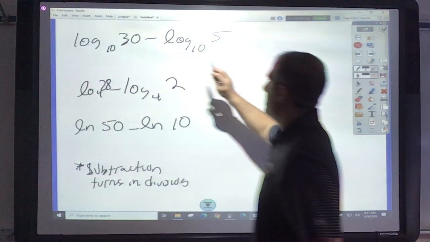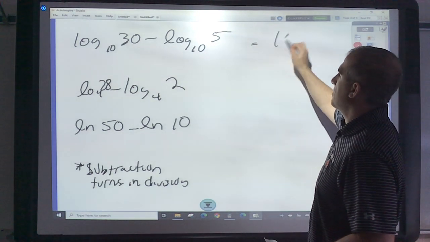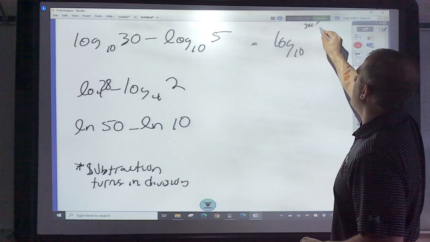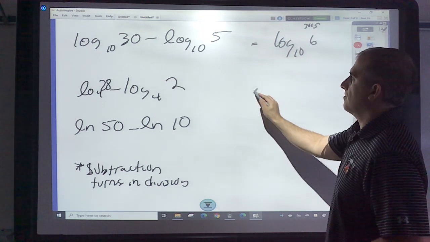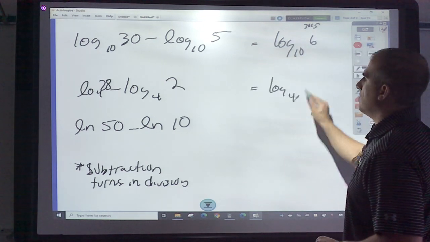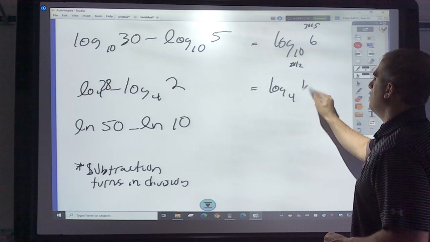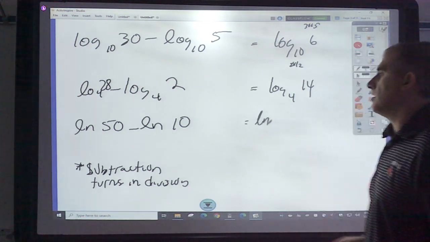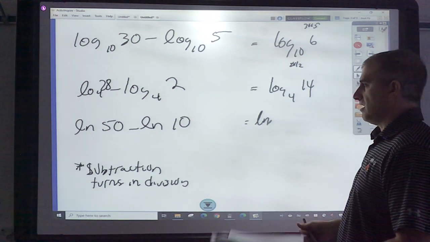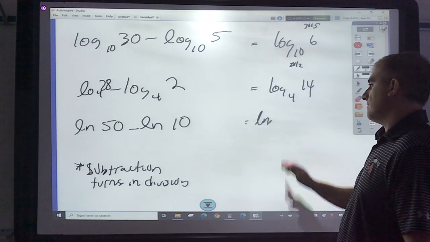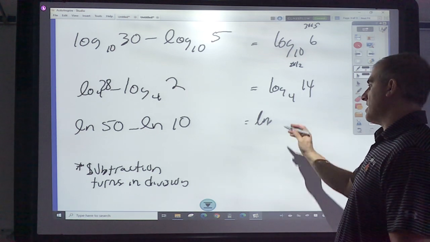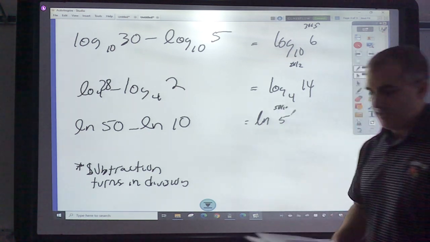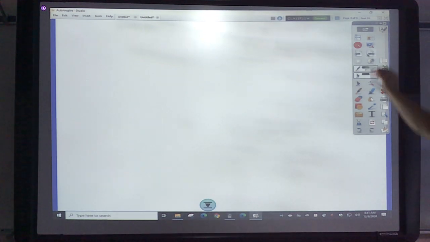So these are base 10, that'd be log of 30 divided by 5, which would just be 6. This would be log base 4, 28 divided by 2 would be 14. And this would be natural log of 50 minus 10, that would be 50 divided by 10, which would be 5. So that's a combination.